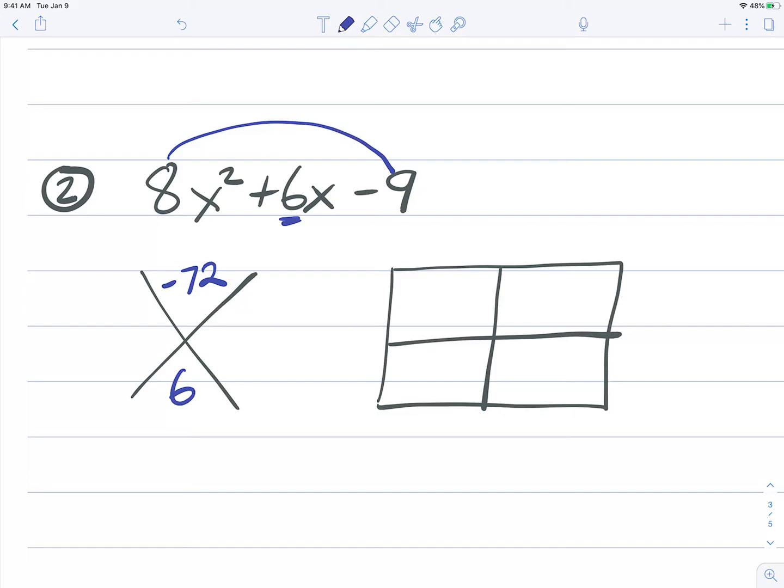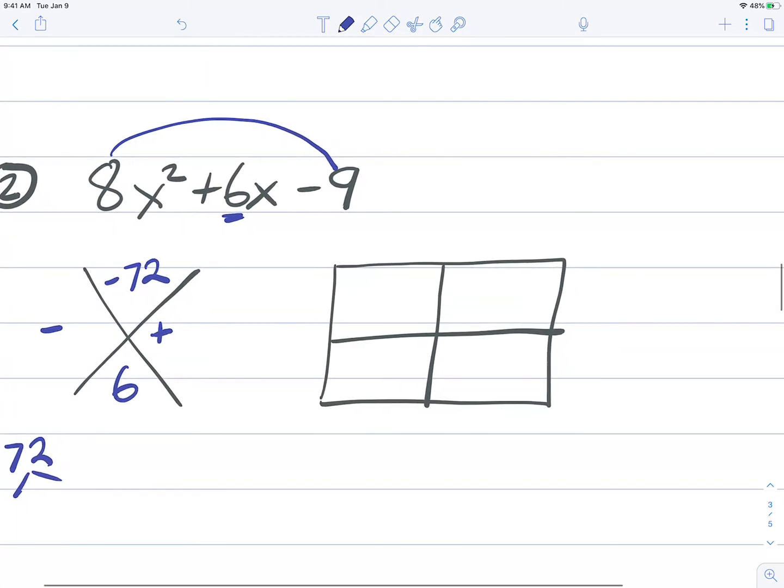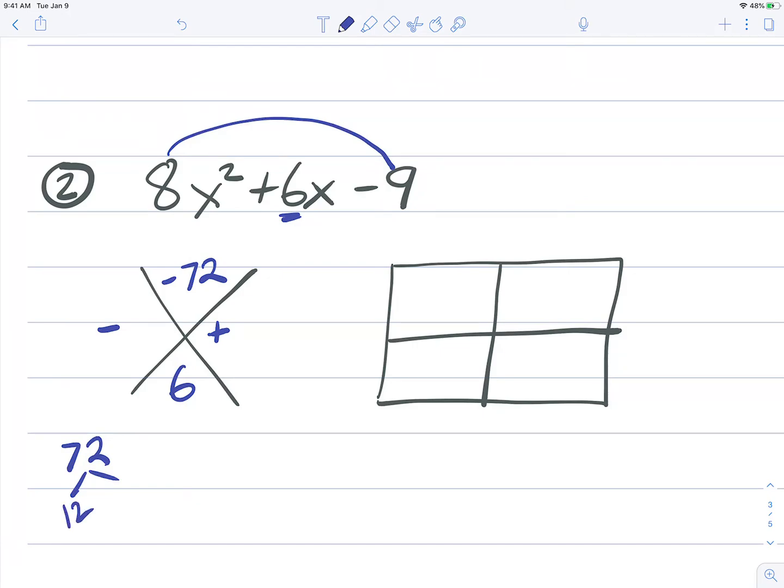So one thing about these is if it's going to multiply to a negative, one of your numbers is negative and one of them's positive. If it adds to a positive 6, that means that the positive has to be bigger. So if I'm thinking of 2 numbers that multiply to 72, if I wanted to, I could start doing my prime factorization. I happen to know this one. It is 12 and 6, because 12 times 6 is 72. If I want those 2 numbers to add to a positive 6, my 12 has to be the bigger number, and the 6 is my negative. So the 12 is positive.